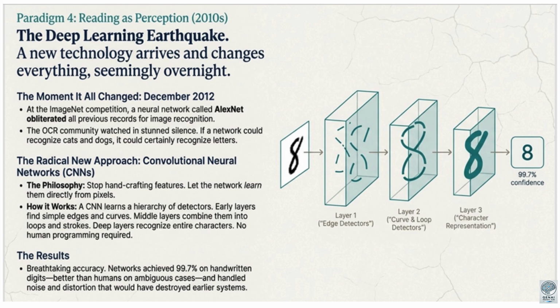Deep learning changes everything. 2012 AlexNet beat all earlier techniques. Deep learning became the new standard. CNNs learned features directly from raw pixels. No more manual feature design required. Networks recognized edges, curves, loops automatically. Machines built their own understanding of characters, produced massive accuracy improvements. OCR became more flexible and powerful.